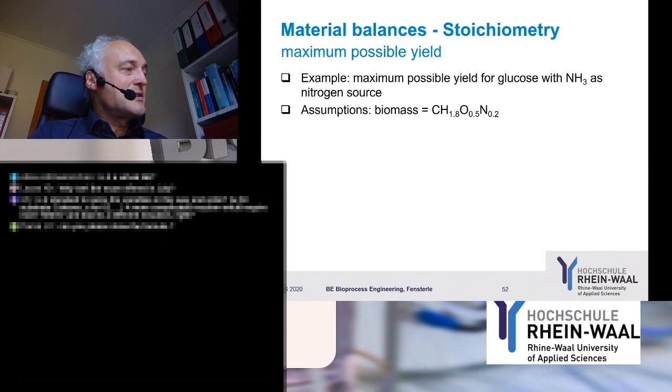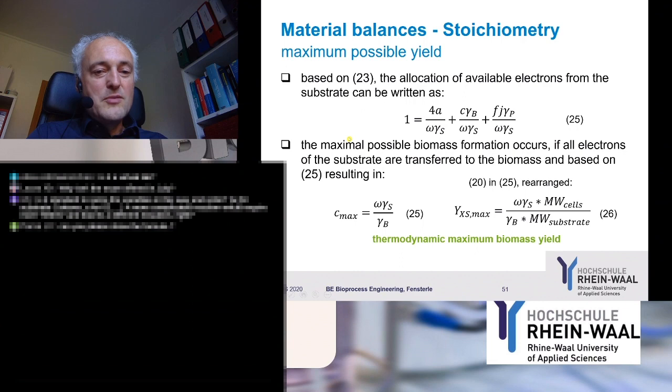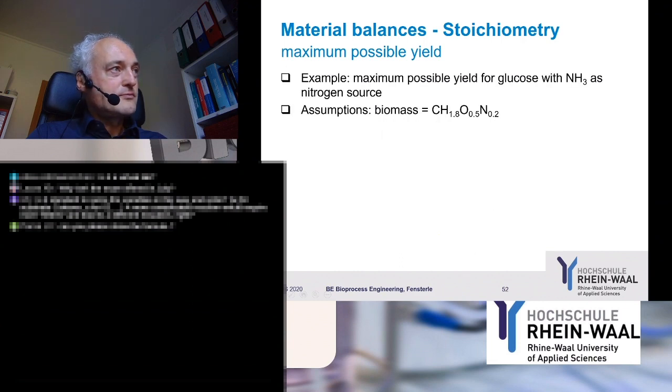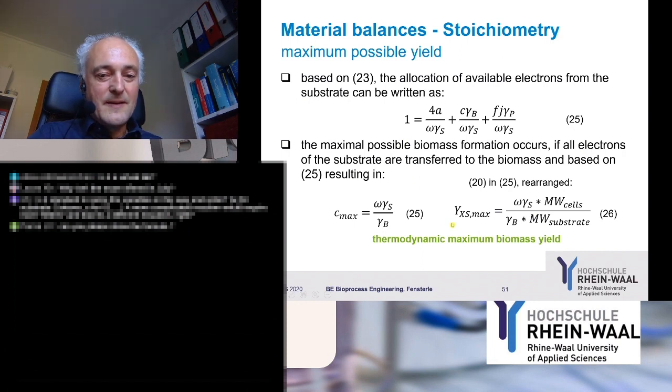But we go back. So the formulary: we want to calculate the maximum possible yield. That's our formula here. YXS is equal to this term here. So we need to calculate the degree of reduction of our substrate, the degree of reduction of our biomass, the molecular weight of our cells, and the molecular weight of our substrate. And then you put that into this formula.